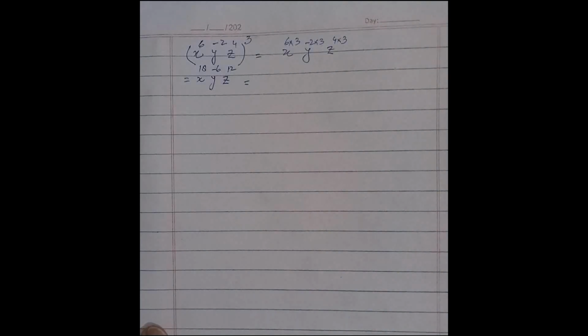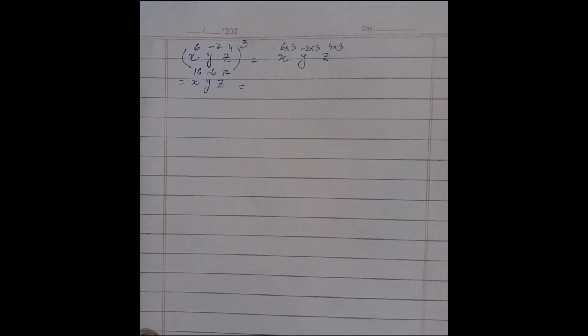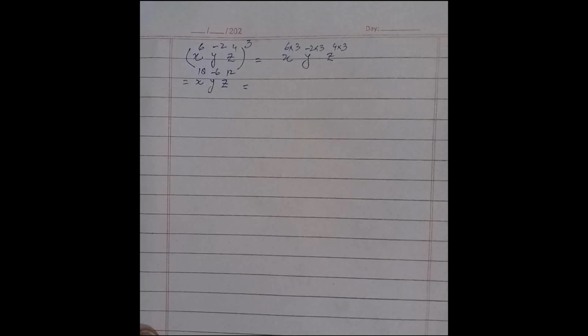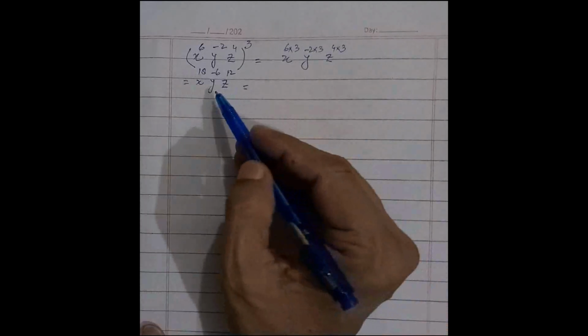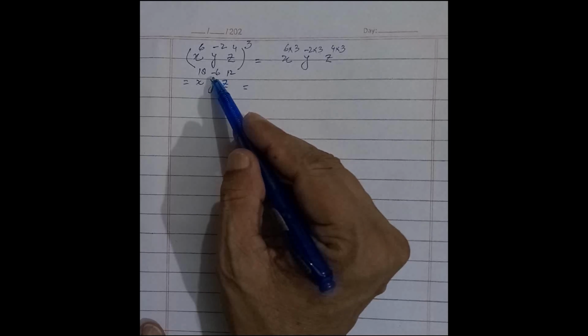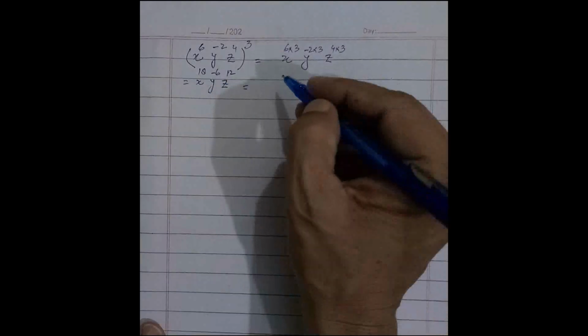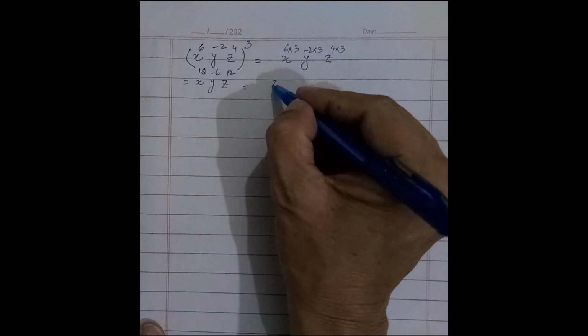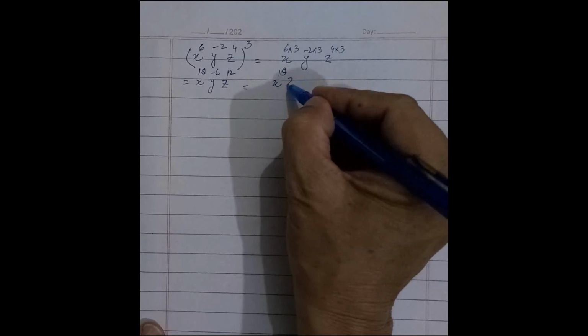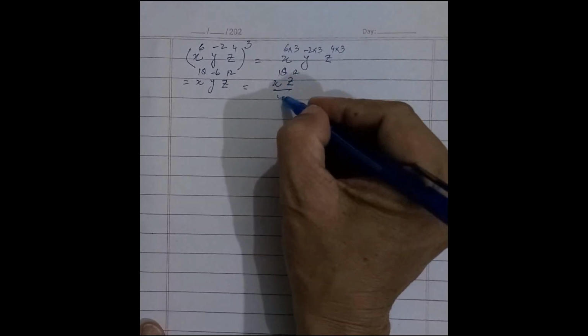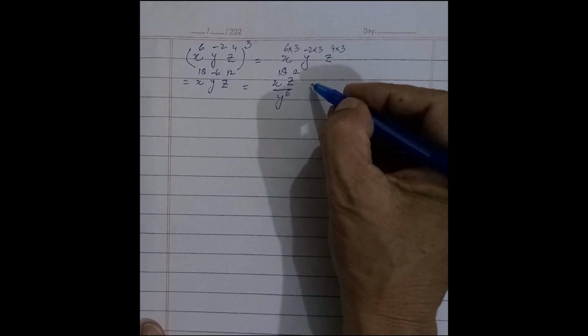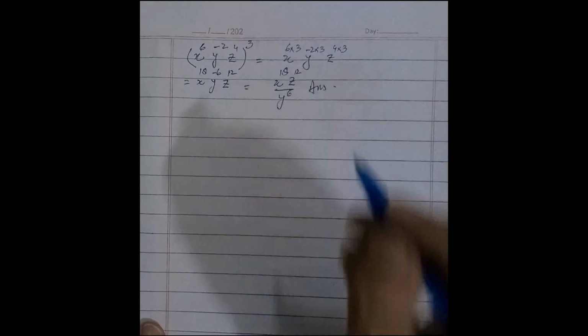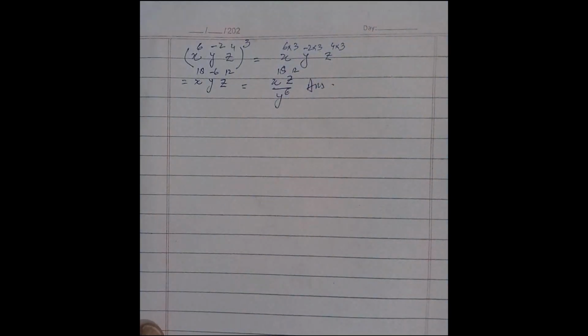Now we convert the negative power into positive by shifting it into the denominator or into the numerator. So the y's power is minus 6, we shift it to the denominator. We get x power 18, z power 12 over y power 6. And it is our answer of part 3.